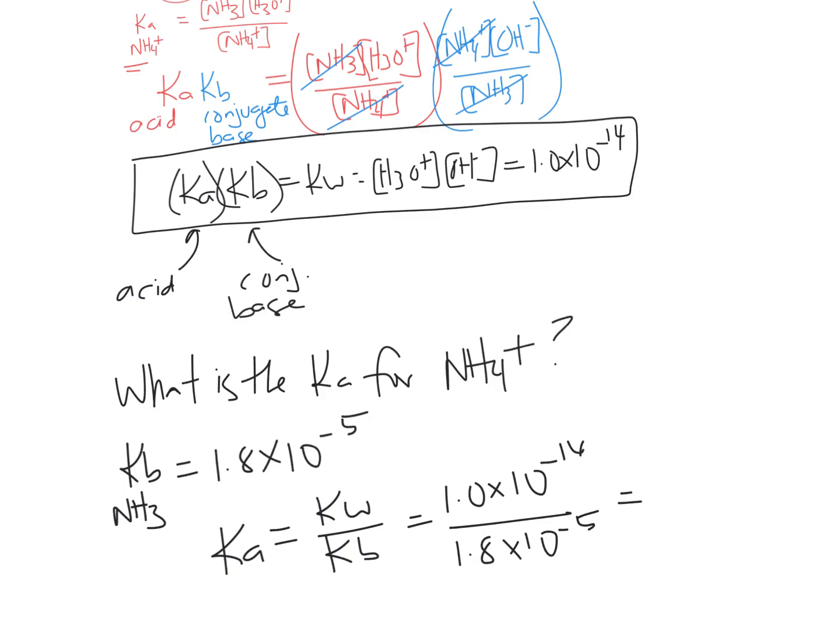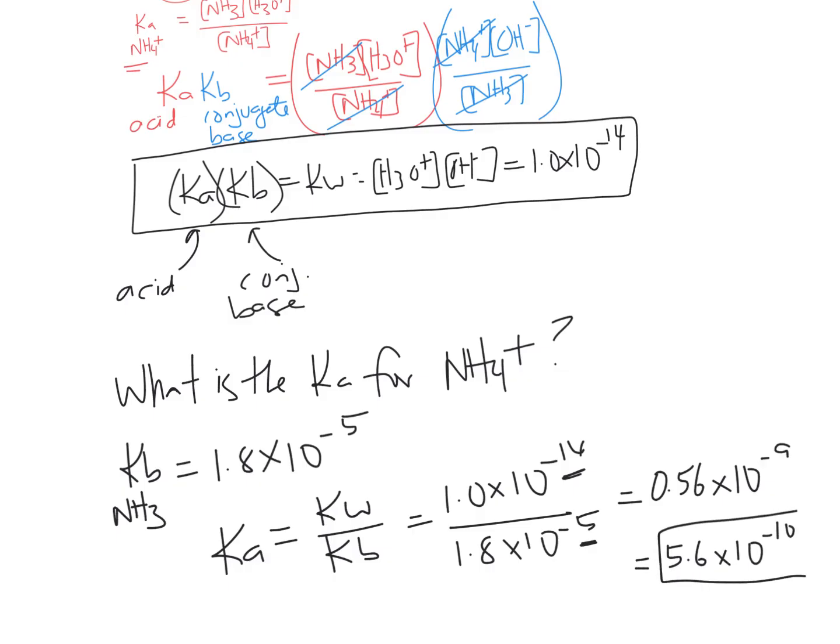So 1 divided by 1.8 is 0.56. Okay, so I can do it this way, 0.56. And then if we do the exponent math here, it's negative 14 minus negative 5, so negative 14 plus 5, so 10 to the minus 9. And then if we make this number bigger, we're going to make this number smaller. So there we go. The Ka of the ammonium ion is equal to 5.6 times 10 to the minus 10. And we figured that out by using the Ka times Kb acid conjugate base relationship.